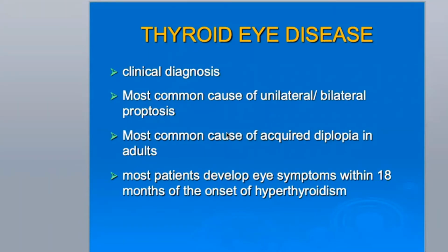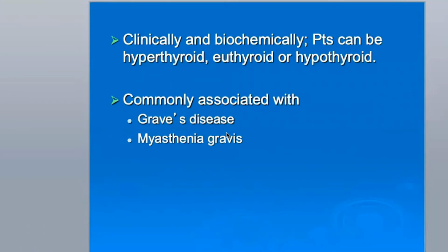Okay, now it's a more common cause of acquired diplopia in adults. Usually it will occur within 18 months of the onset of hyperthyroidism. Usually it happens in hyperthyroid patients, not in hypo, but it can still happen. It is more common in Graves' disease, in hyperthyroid patients. Very occasionally, when you do a thyroid function test in these patients, the thyroid function is normal or even low. Commonly, it occurs in hyperthyroid patients.